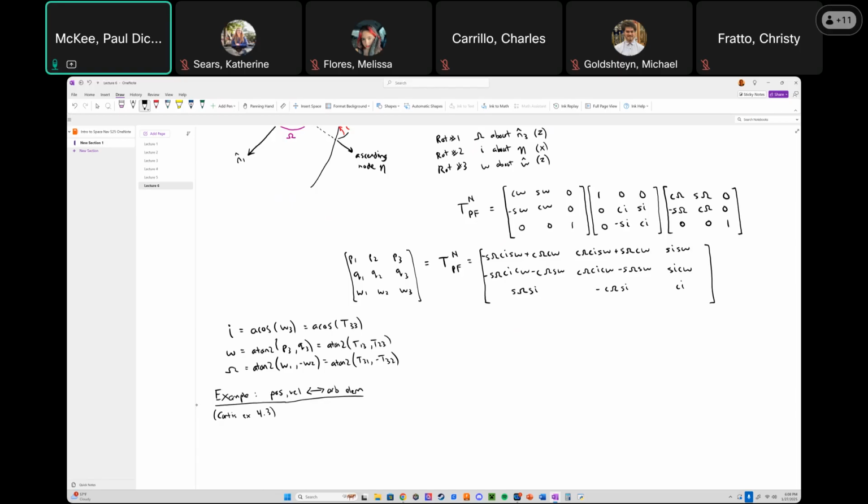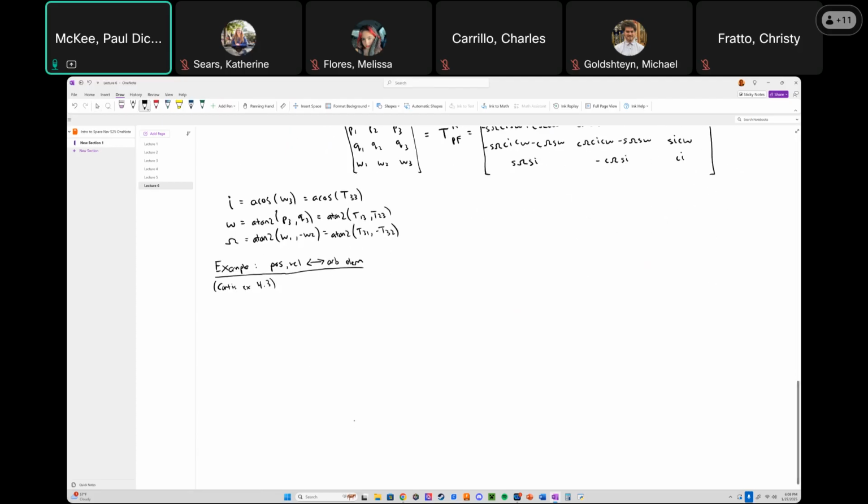So we're going to start with position. This is with respect to the Earth. It is negative 6,045, negative 3,490, and 2,500. And this is in the Newtonian, or the ICRF frame, and the units is kilometers.